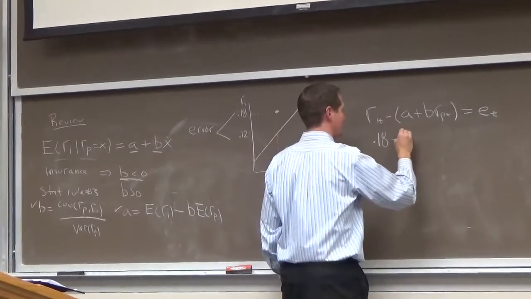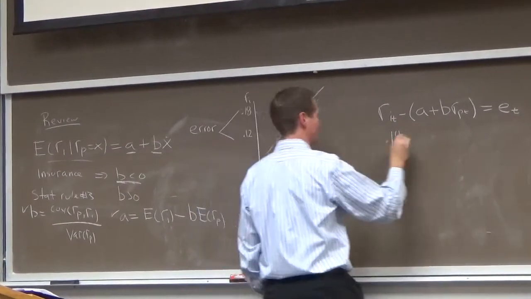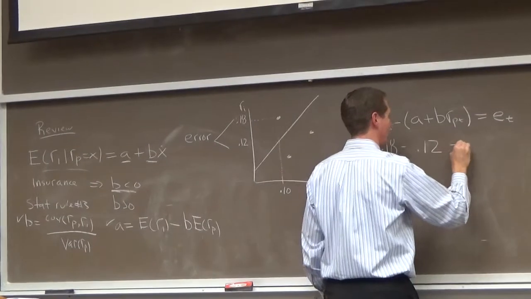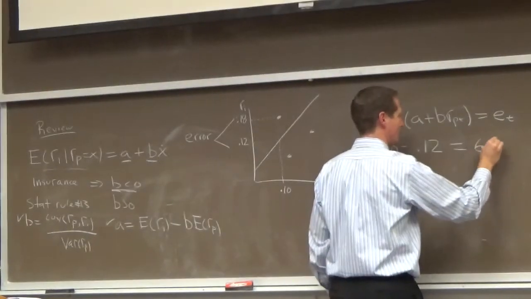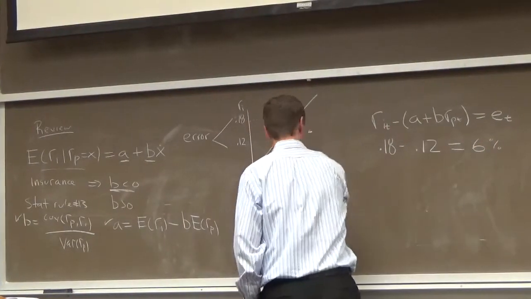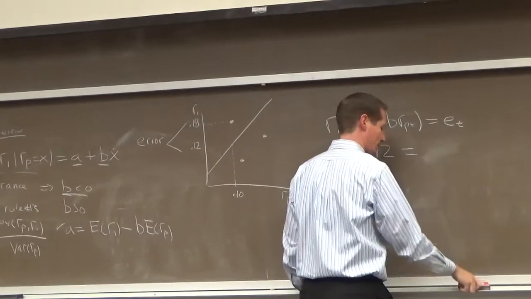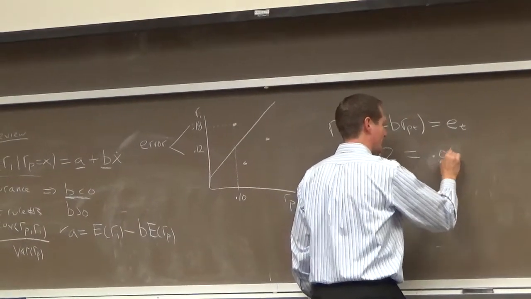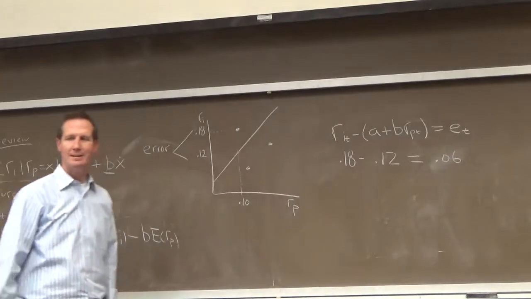This is my conditional expectation. This is the 12%. So in this example here, the error term is 6%, so 0.06. So the error term is just the leftovers, but it turns out that the leftovers give us a lot of economics. It's interesting. Okay.